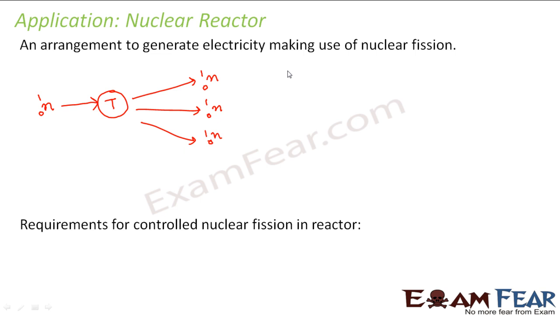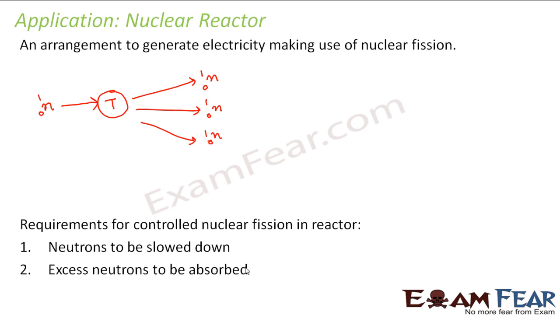So the first thing which needs to be controlled if I want to control the nuclear fission reaction is that the excess neutrons need to be absorbed. If I don't want so many neutrons to be there, then I'd better get some of them absorbed, because if the neutrons are absorbed, I am left with fewer neutrons. If fewer neutrons are there, that means fewer nuclear fission reactions will be initiated. So that is one thing which I have to control.